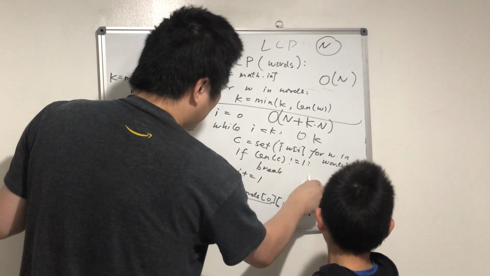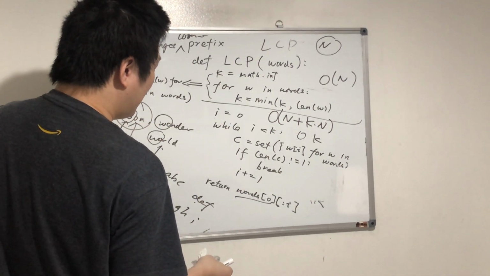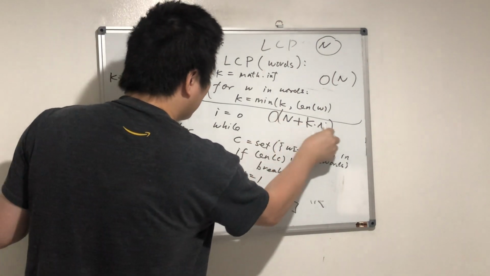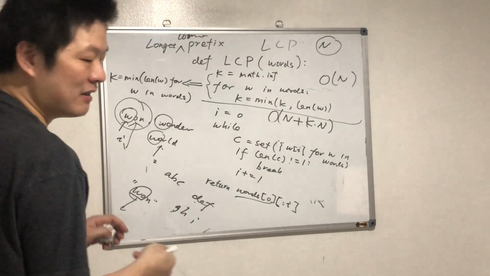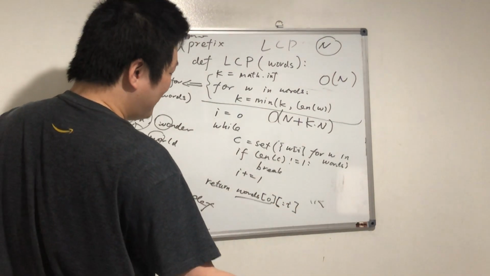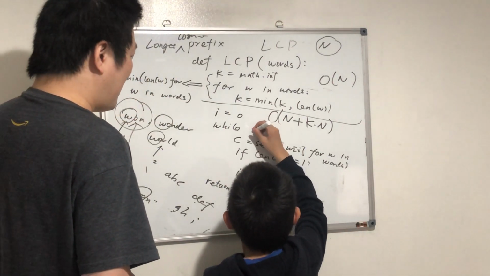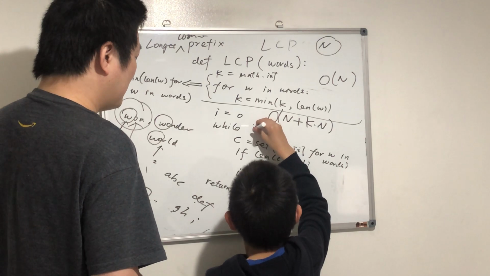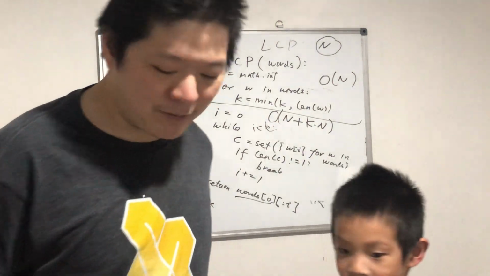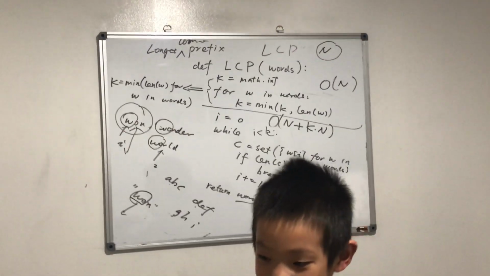Okay, then let's say, what's here? While I and K. While I is smaller than K. Well done. That's it for today. Good job. Bye bye.